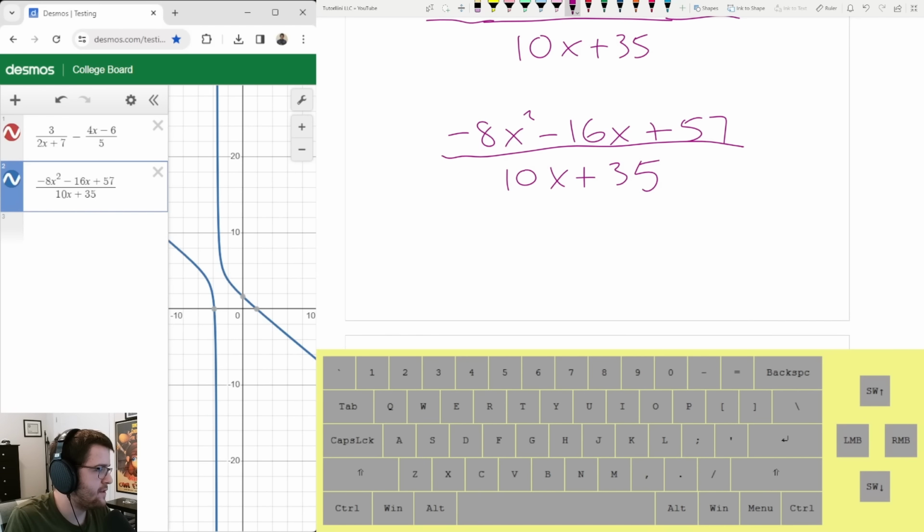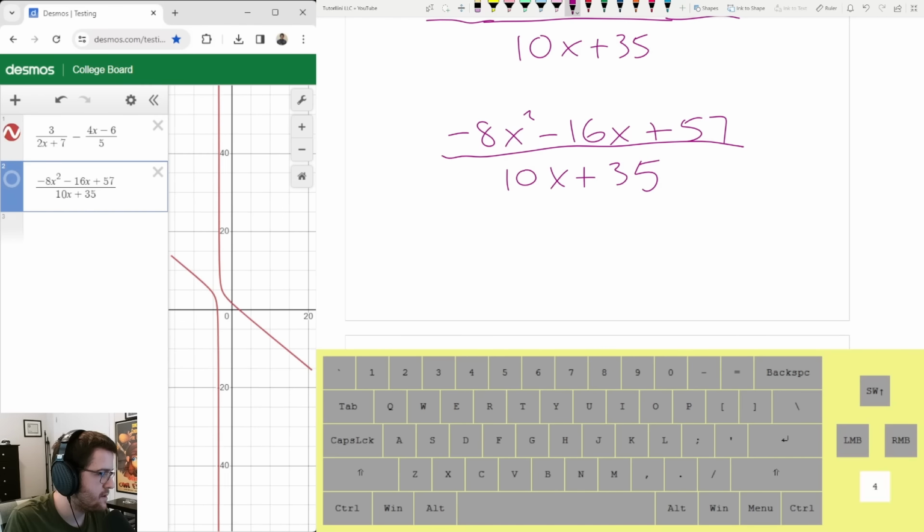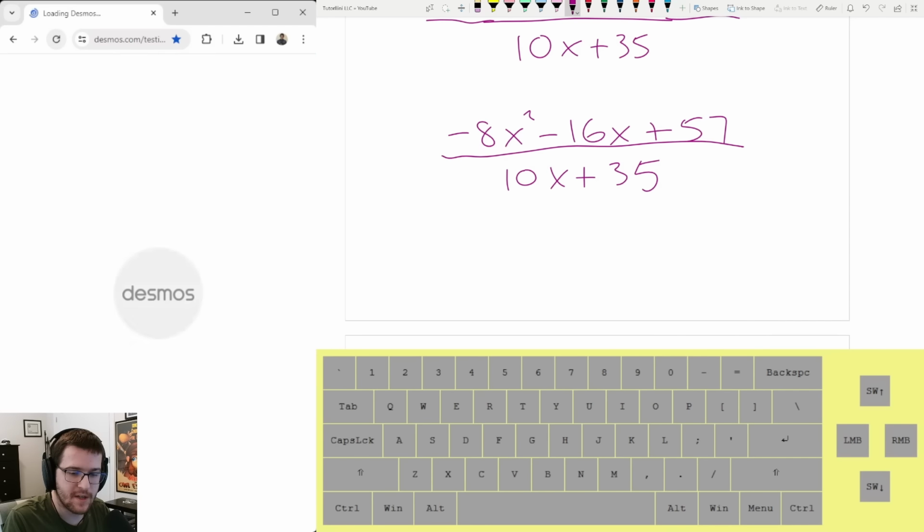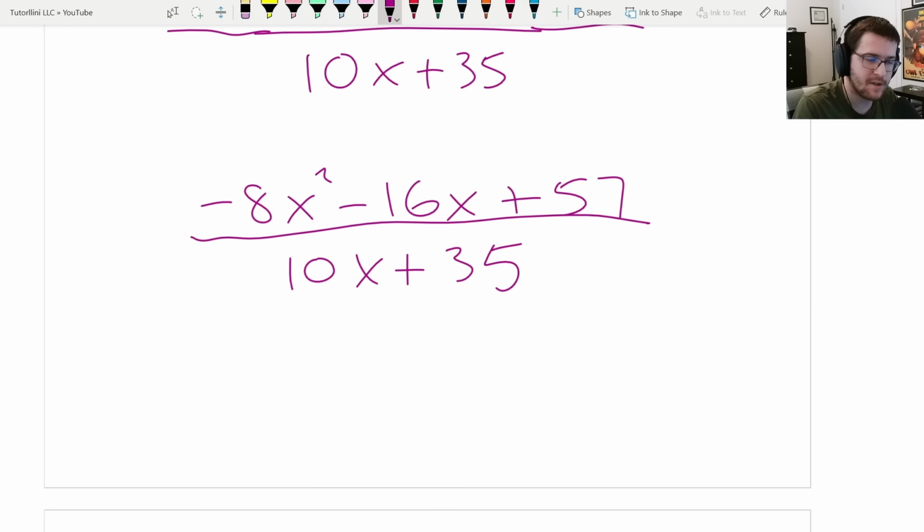X plus 35. Okay, and if I toggle this on and off, it certainly seems that what we came up with perfectly replaces the original. So it is an equivalent expression. So this is going to help us get the answer. Okay, great. Let's get rid of that and come back over here and we'll get the answer.